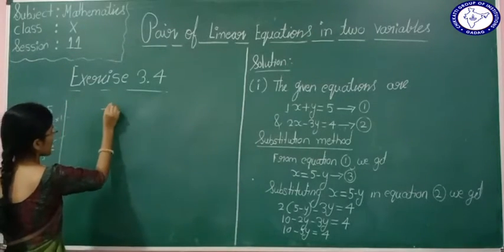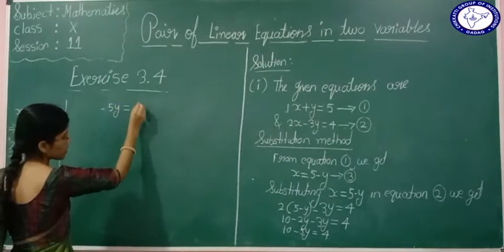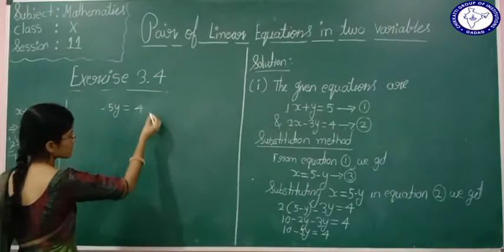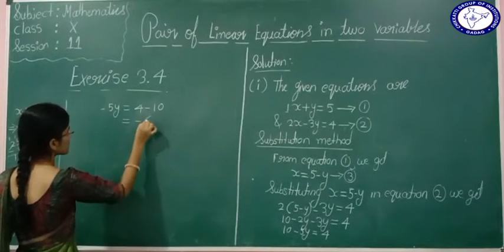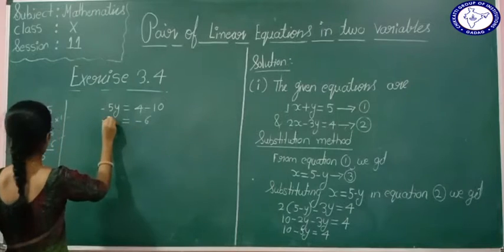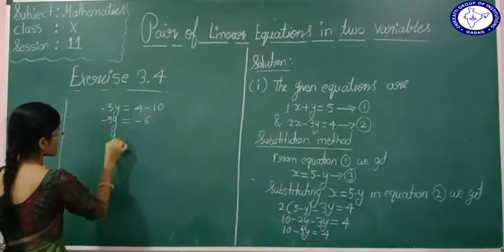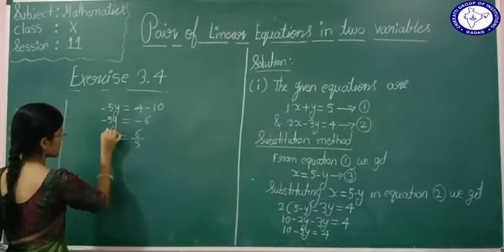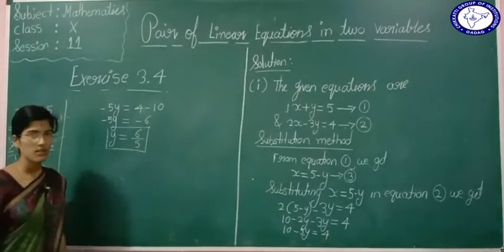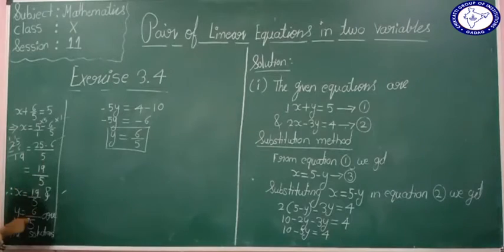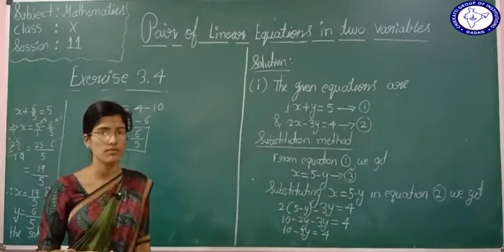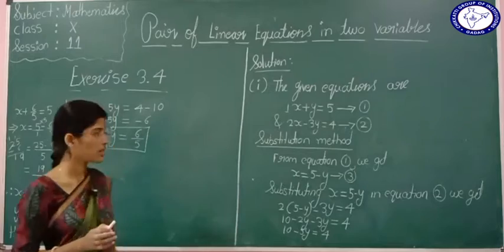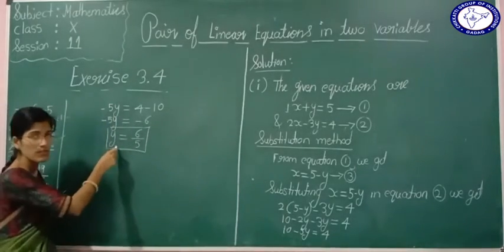Now see here, minus 5y is equal to 4 minus 10. It will be minus 6. Okay, minus 5y is minus 6, so y is equal to 6 by 5. Okay, see, in elimination method we had done, we got the y value same, no? If you do by elimination method, if you do by substitution method, the answer will come same only. Okay, these are only the methods. Now what is the next step? We got the y value.